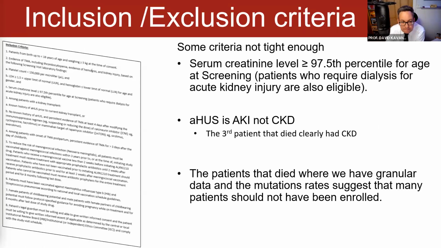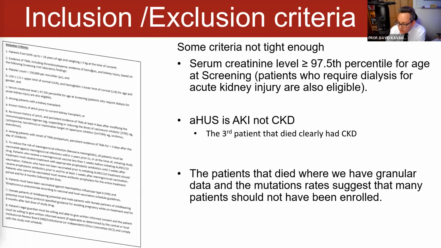So certainly some cases in retrospect probably shouldn't have been enrolled. The other thing is some of the entry criteria weren't tight enough. The entry criteria was serum creatinine greater than 97.5 centile for age. Clearly the third patient that died presented with advanced CKD, not AKD, and that patient had clearly profound renal impairment before he presented, undoubtedly with malignant hypertension.